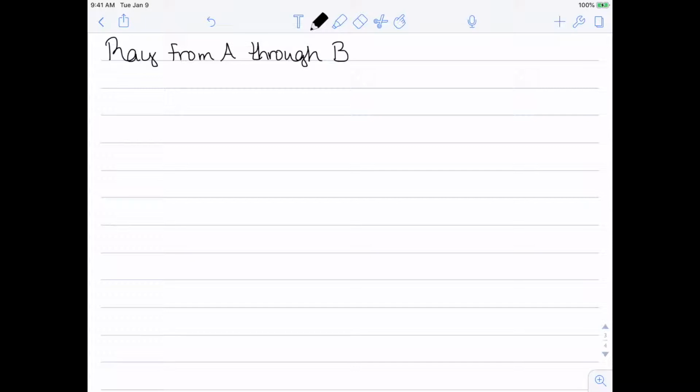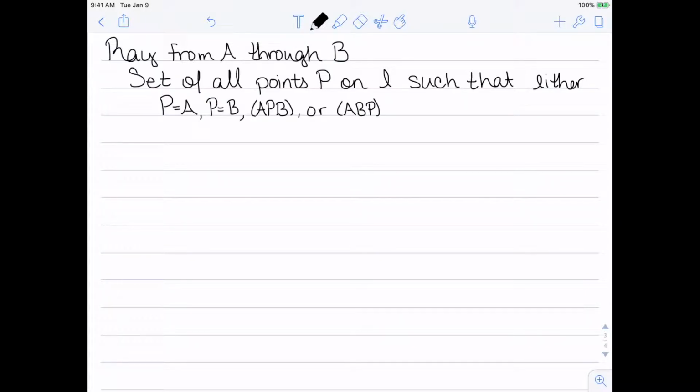The next thing we want to define is the idea of a ray. In particular, we're going to look at a ray from A through B. So the ray is going to be the set of all points P on my line L, such that either P is equal to A, P is equal to B, P is between A and B, or B is between A and P.